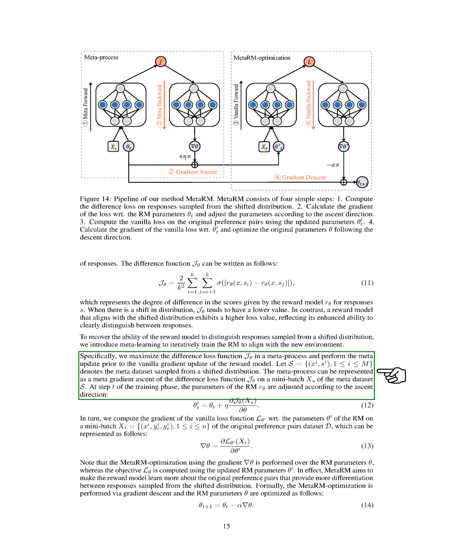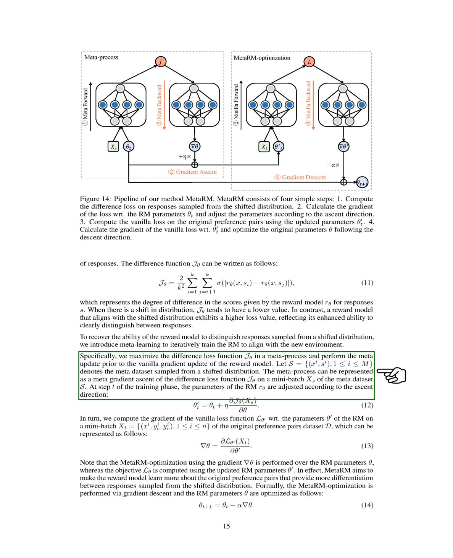At each step of the training phase, the parameters of the reward model are adjusted according to the ascent direction. Next, we compute the gradient of the original loss function with respect to the updated parameters of the reward model on a mini batch of the original preference pairs dataset. Note that the Meta-RM optimization using this gradient is performed over the reward model parameters, whereas the objective is computed using the updated reward model parameters. In essence, Meta-RM aims to make the reward model learn more about the original preference pairs that provide more differentiation between responses sampled from the shifted distribution. The Meta-RM optimization is performed via gradient descent and the reward model parameters are optimized accordingly.